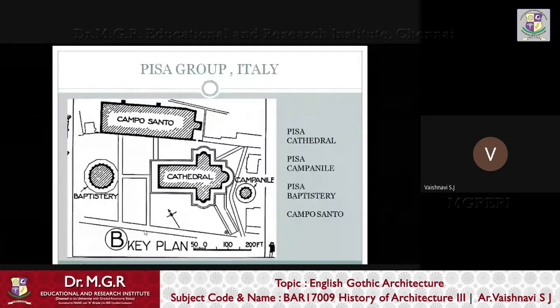This entire plan is a Pisa group. Completely, we have to tell about the Pisa Cathedral, the Campanile, the baptistry here, and the Campo Santo. We have not shown the plan for the Campo Santo. We can explain these three alone. But when you draw the key plan, you have to draw all these things.